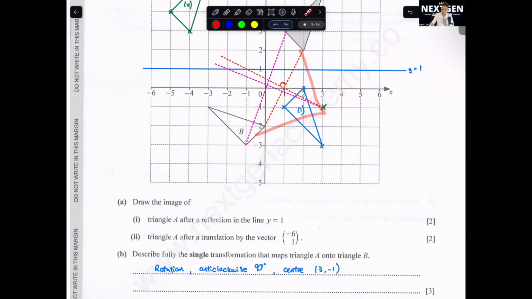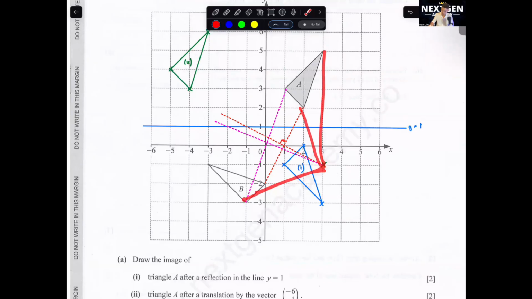This is the 90 degrees. You see all here is 90 degrees. This and this is 90 degrees. Then here and here 90 degrees. Same length, like that.